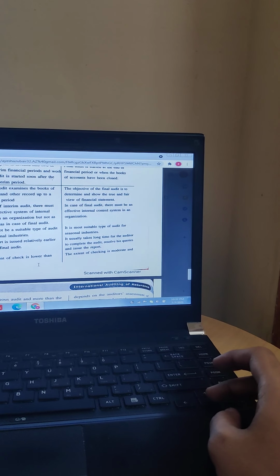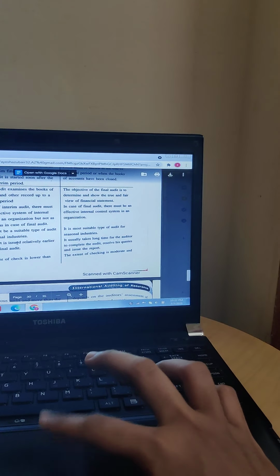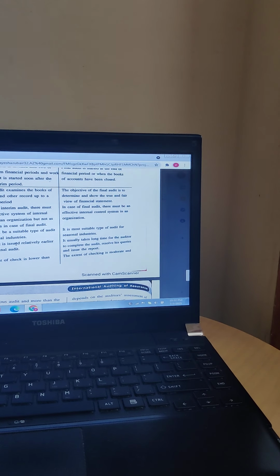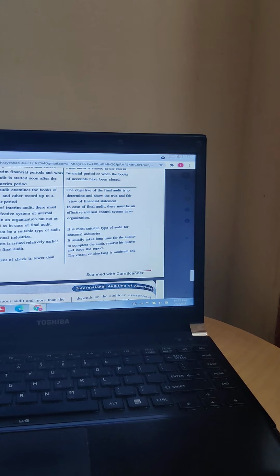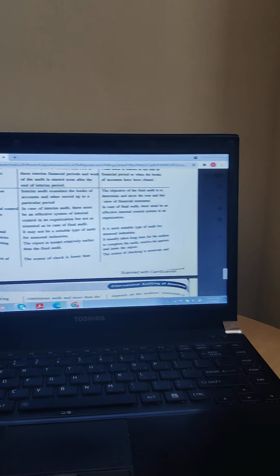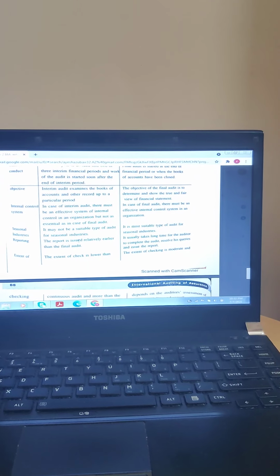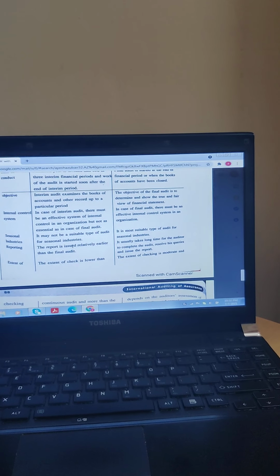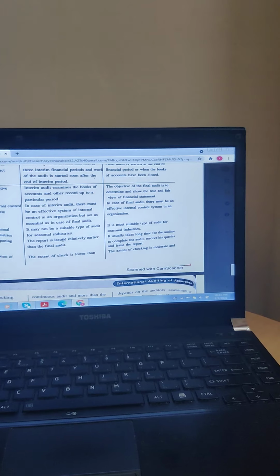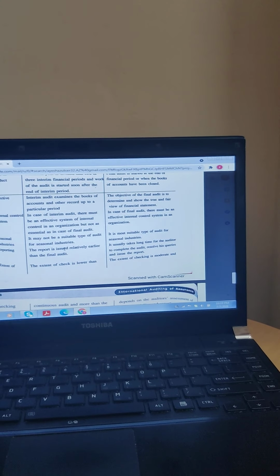Then you have seasonal industries reporting. Interim audit is not very suitable for seasonal industries. The report is issued relatively earlier than the final audit, but final audit is very much suitable for seasonal industries, because the complete report helps you in resolving the queries and whatever the issues of the report are.